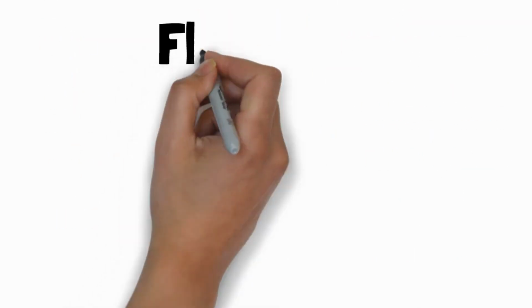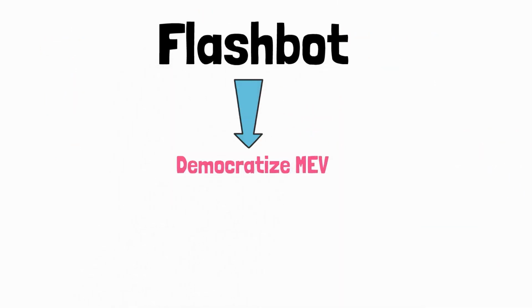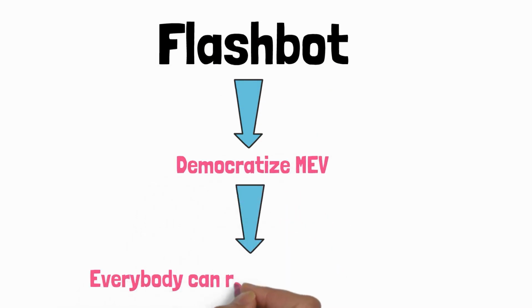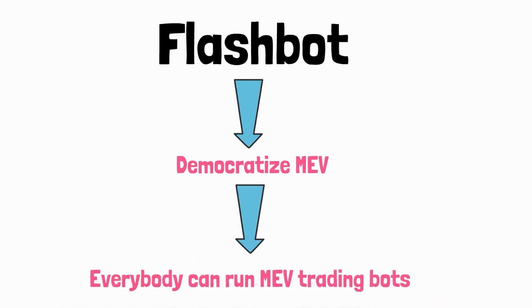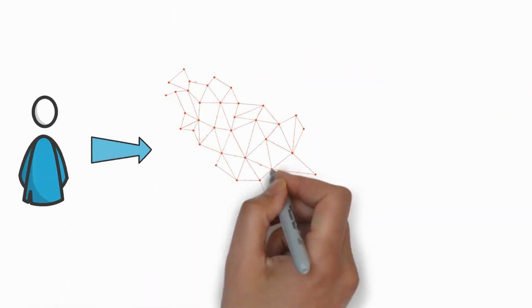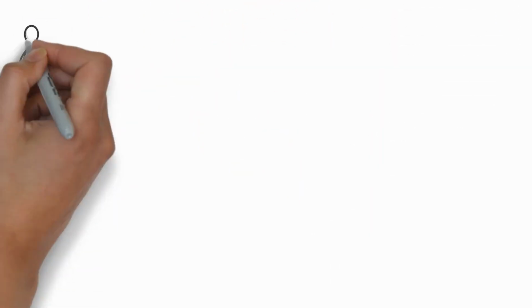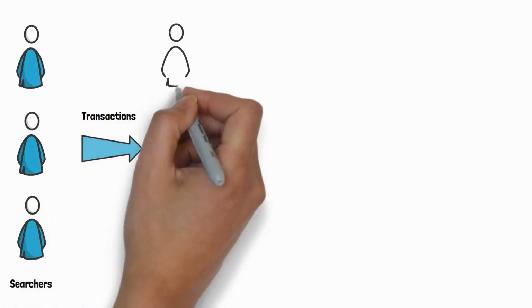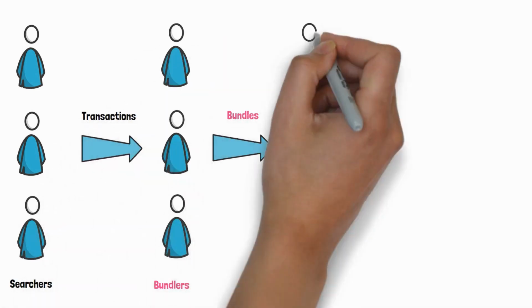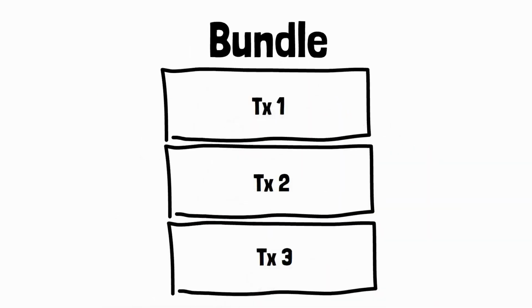Yes. Enter the world of Flashbots. Flashbots is an organization that was created to democratize the access to MEV. With Flashbots, anybody can be a searcher and run MEV trading bots without partnering with a miner. Technically, Flashbots is a network that receives transactions in a private mempool separate from the public mempool. Flashbots bundlers group together transactions into bundles, and they send these bundles to miners. Miners choose the most profitable bundles and include them in the next block. Bundles are atomic. Either all transactions inside are mined in a predictable order or not mined at all.